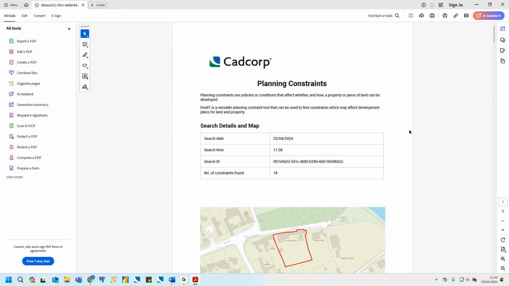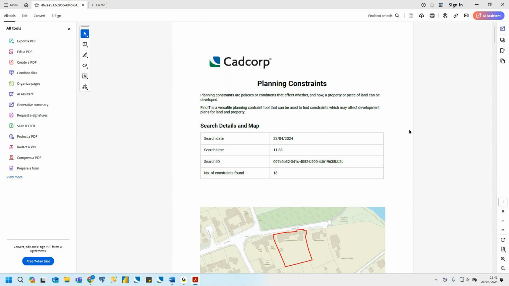So Find It here can help you speed up that site assessment work by quickly taking your site of interest, compare it against whatever constraints you want to throw at it, and then it'll give you a list of results and considerations to assist with the next step of the planning process.